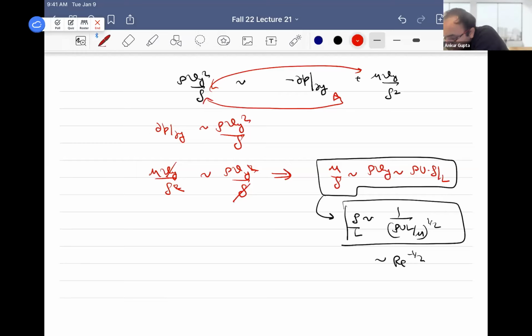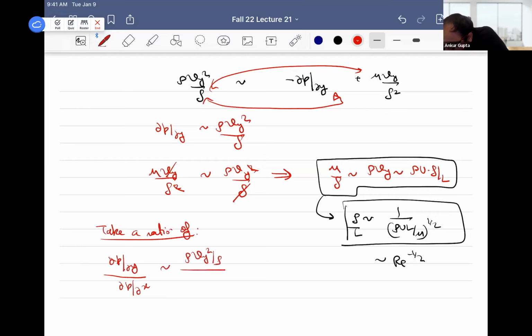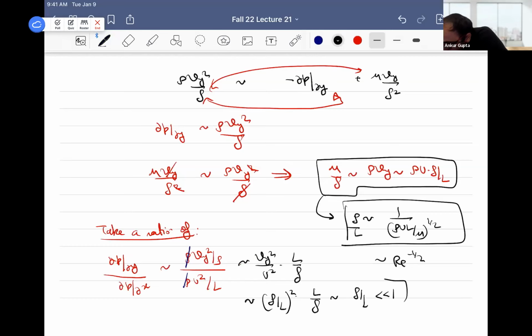So let's take a ratio of del P by del Y and del P by del X. That was rho Vy square by delta over rho U square by L. This becomes Vy square by U square into L by delta. And this becomes delta by L square into L by delta, or it becomes delta by L, which is much, much smaller than 1.